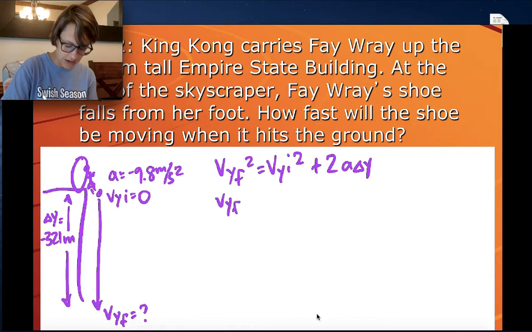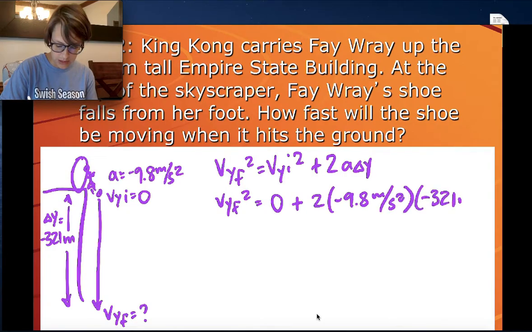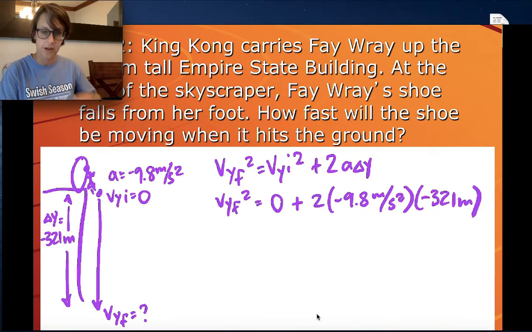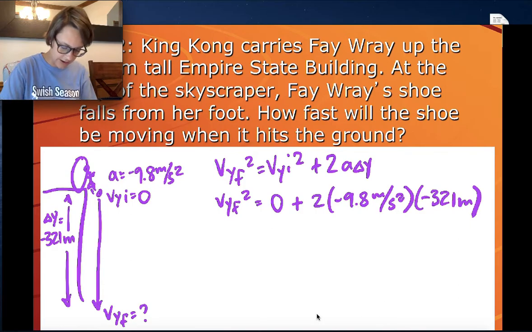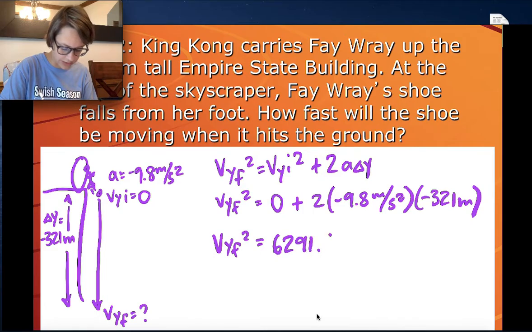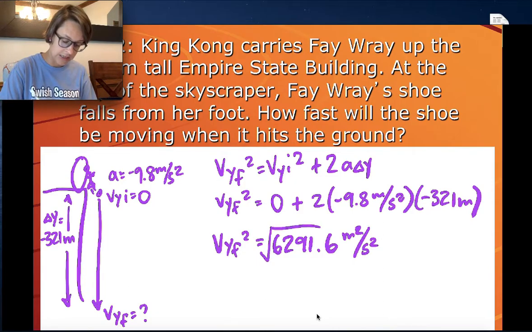Okay, so VYF is our question, VYF squared. VYI was 0, so 0 squared is 0, plus 2 times negative 9.8 times negative 321 meters. And again, that's negative because the shoe is falling that far. So in my calculator, I'm going to say negative 321 times negative 9.8 times 2. And I get an answer of VYF squared equals 6,291.6. I don't want VYF squared though, I just want VYF. So what do I need to do to finish this out? I need to take the square root.